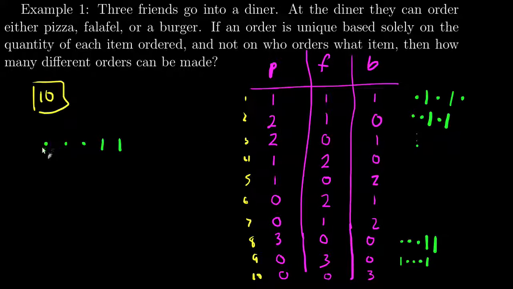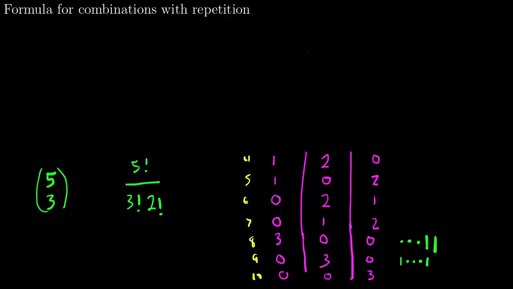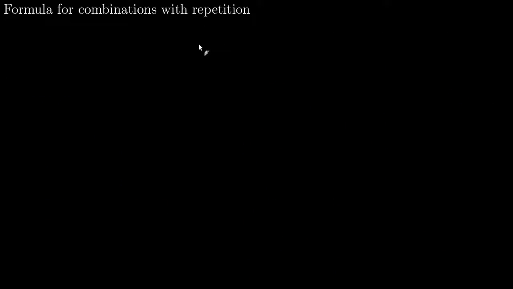And what you can see here is the number of possible ways to make this order is going to be equal to, in this case, 5 choose 3. Or you could also think of this as 5 factorial for permuting these 5 elements, divided by 3 factorial for these 3 being identical, and 2 factorial for these 2 being identical. And this leads straight into a formula we can use. So the formula for combinations with repetition.